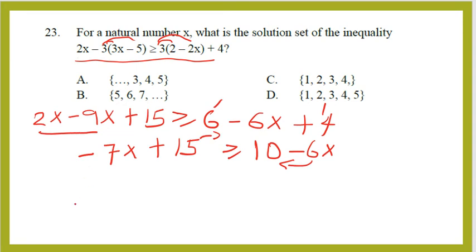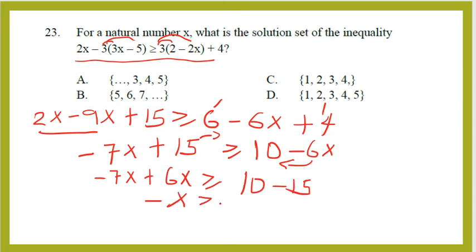Then we can bring negative 6x to the left and 15 to the other side. When I bring it, negative 7x plus 6x is greater or equal to 10 minus 15. The difference here is negative x. Negative x is greater or equal to negative 5. I have to multiply both sides by negative 1 because the coefficient of x is negative. To remove the negative, I need to multiply both sides. But this time, the inequality sign will change. x will be less than or equal to 5. The greater or equal to sign will be changed to a less than or equal to sign.